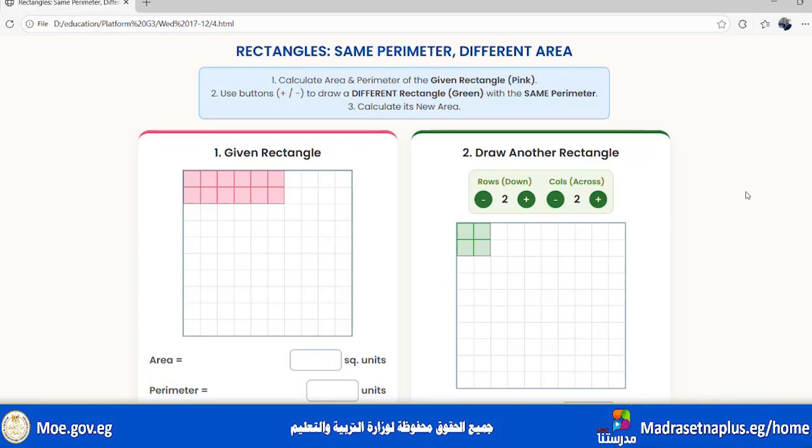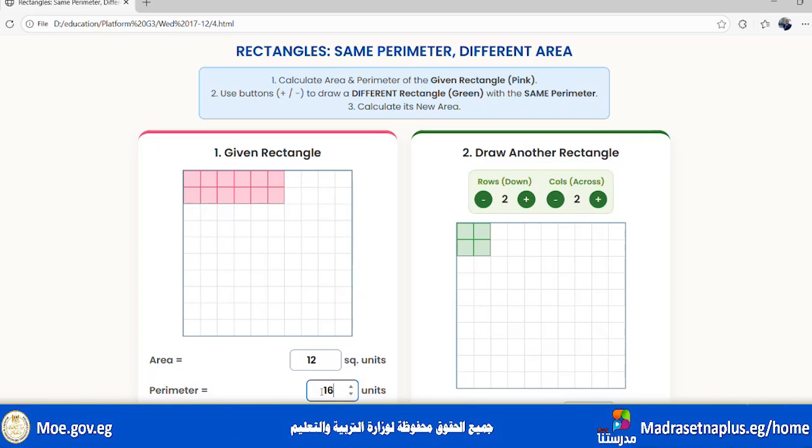Okay, calculate area and the perimeter of the given rectangle, the pink one. Let's get its area, rows times columns, 2 times 6. 2 rows and 6 columns, 1, 2, 3, 4, 5, 6. 6 columns and 2 rows, 2 by 6, it will be 12. What about perimeter? 6 and 2 and 6 and 2, it will be 16. Now the pink one is 12 square units for area and 16 units for perimeter.